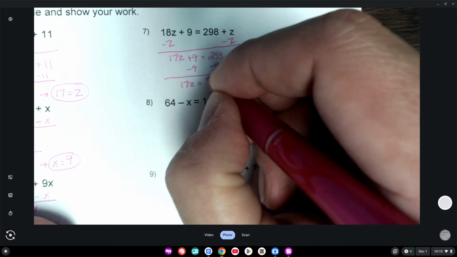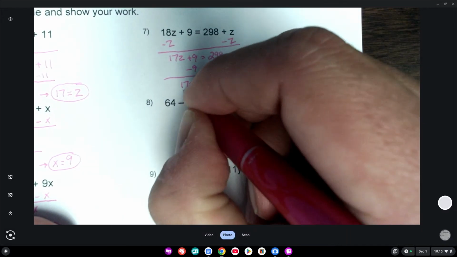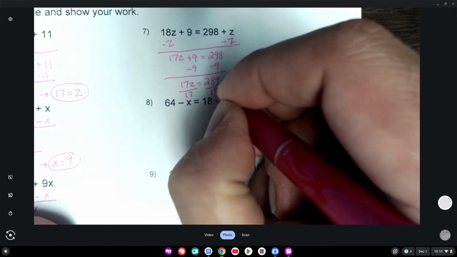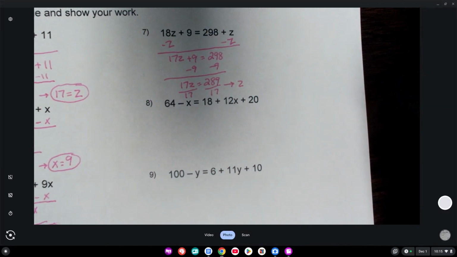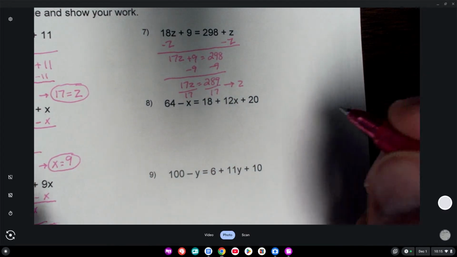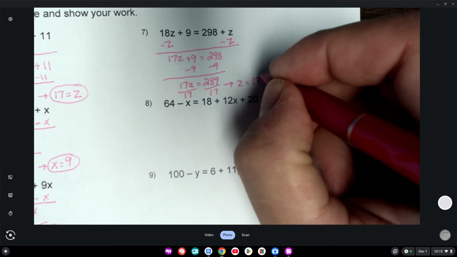17z equals 289. And divide both sides by that number in front of our variable. I get z equals 289 divided by 17, which is 17.